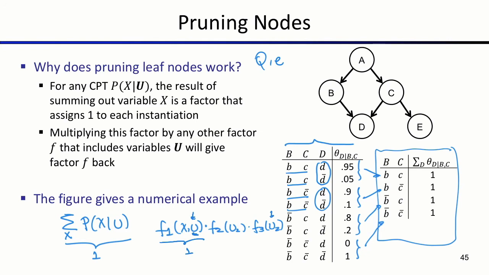During this process, when we're going to eliminate the next variables, we're going to multiply this factor that has 1 by the other factors, and the result is going to be equal to the other factor, so we do not change anything. So we can eliminate those leaf nodes without any issues, as long as they are not part of the query or the evidence variables.